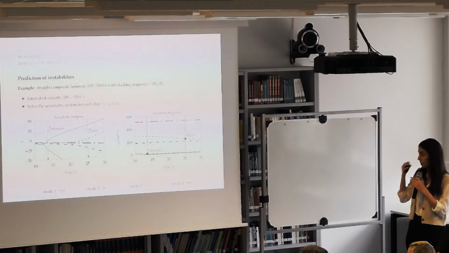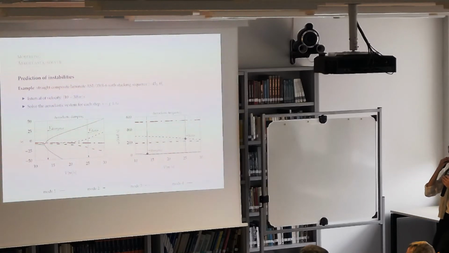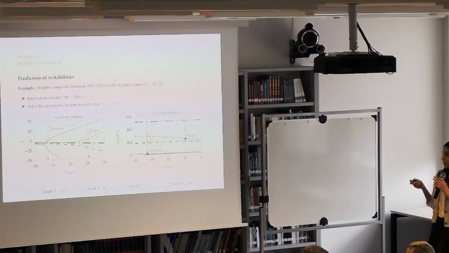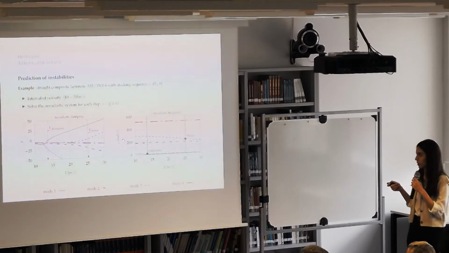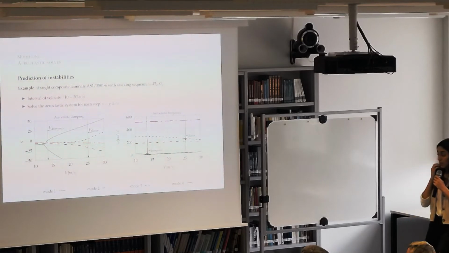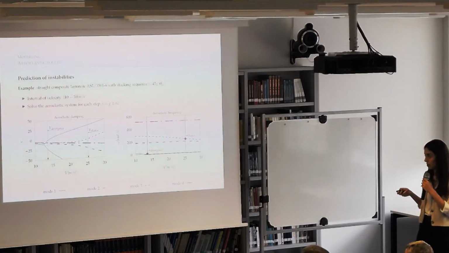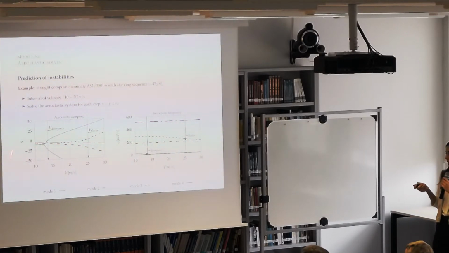Here we have an example of a straight composite laminate. In order to predict its instabilities, I start by defining an interval of velocity in between its flying regimes, here between 10 to 30 meters per second. And I solve my aeroelastic system for multiple steps, and I obtain the eigenvalues. Here we have the aeroelastic damping plotted against the velocities, and the aeroelastic frequencies against the velocities as well.